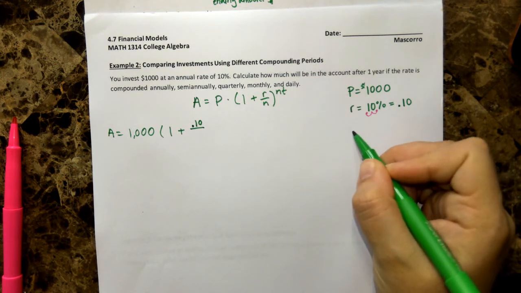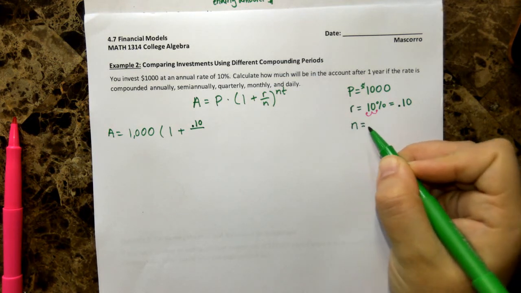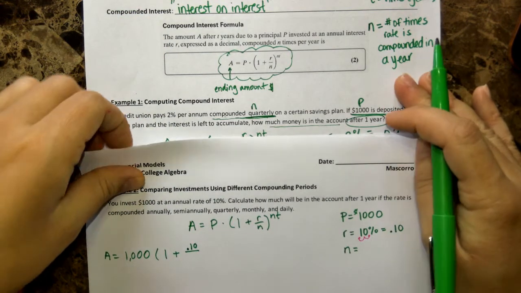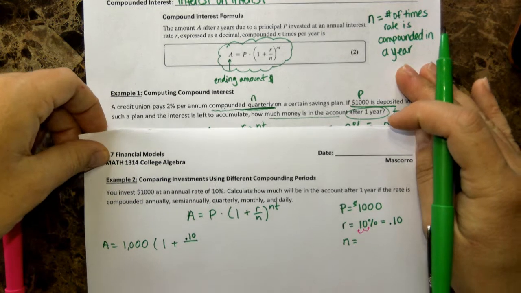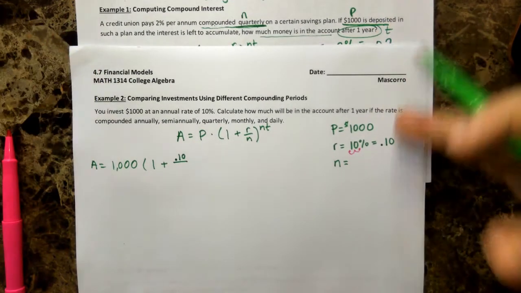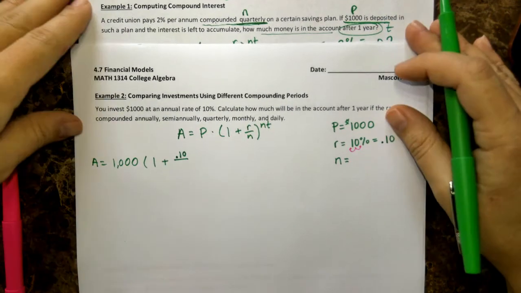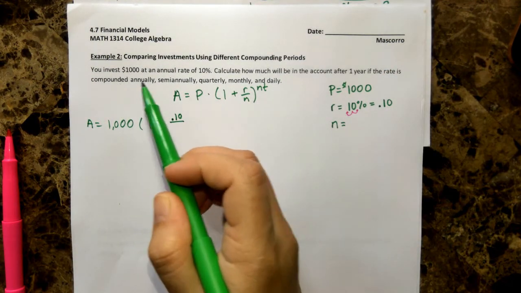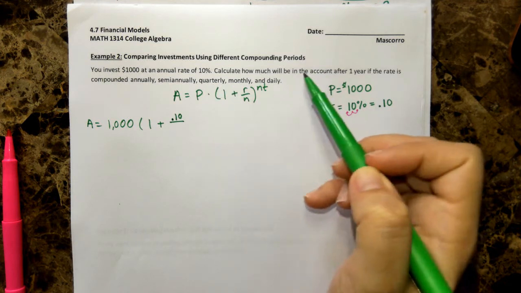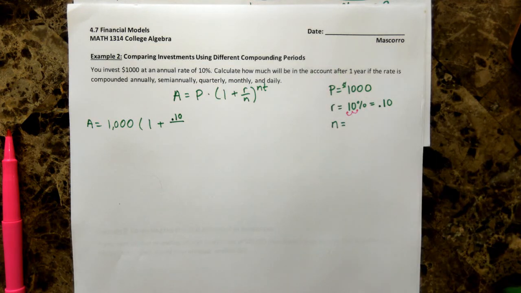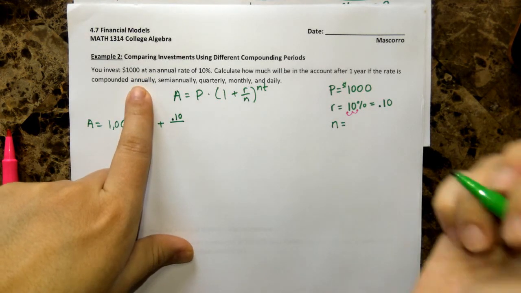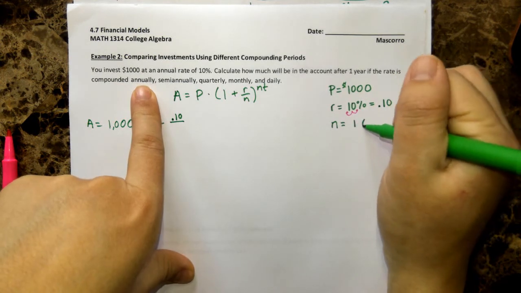The next value is N. N is how many times a year this is going to be compounded, which means how often in the year they are going to be recalculating the interest that they owe you. It says it's going to be compounded annually, semi-annually, quarterly, monthly, and daily, so there's a couple of different answers we're going to have to get. We're going to have to do each one of those. But let's start with the first one. Compounded annually means our N value will be 1.